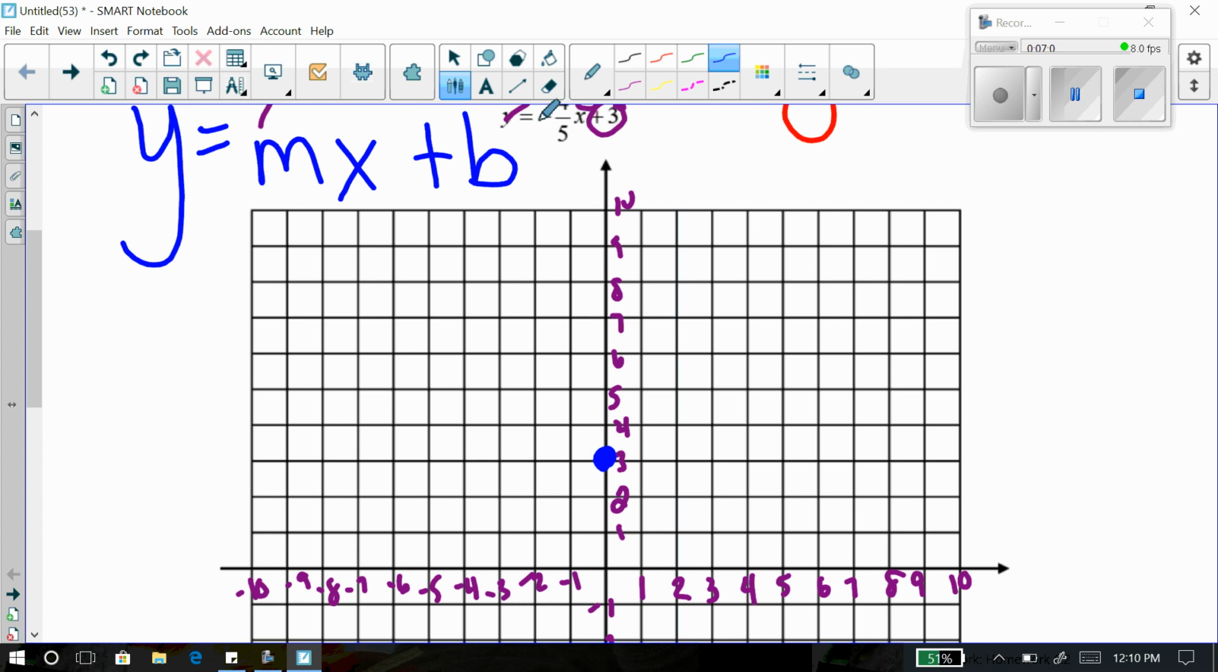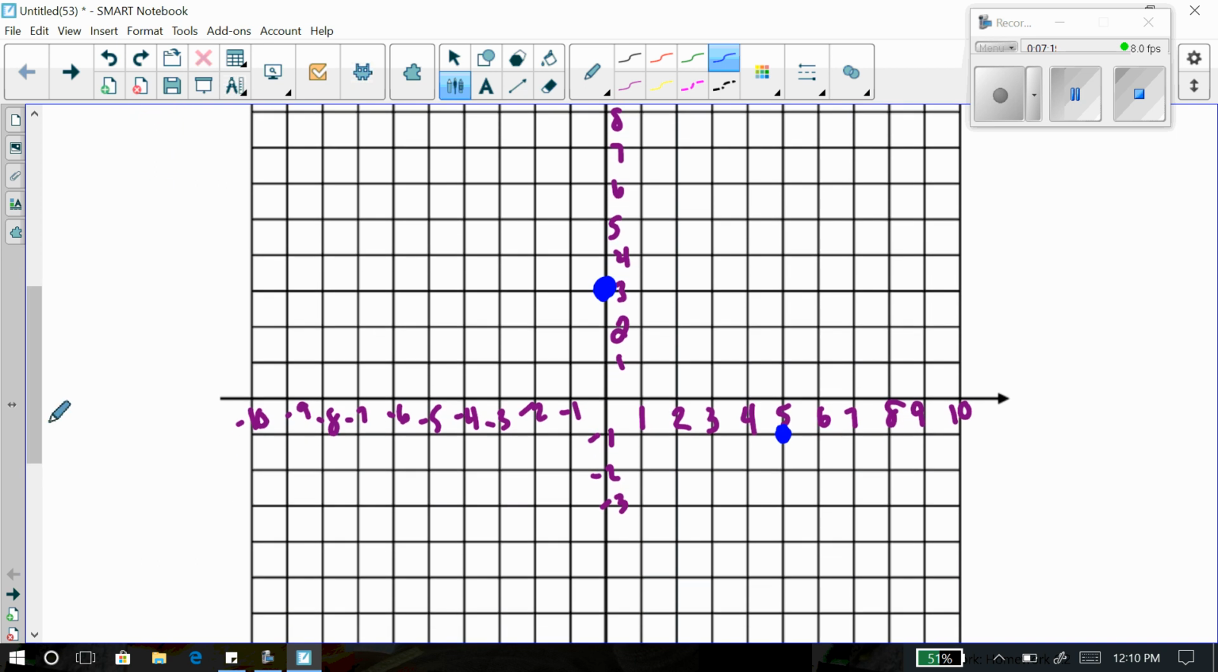You go down 4 because it's -4. 1, 2, 3, 4. But then over 5. 1, 2, 3, 4, 5. And you put a dot. We are going to keep doing this until we can no longer fit the entire line on the graph. So ready? Down 1, 2, 3, 4. Over 1, 2, 3, 4, 5.